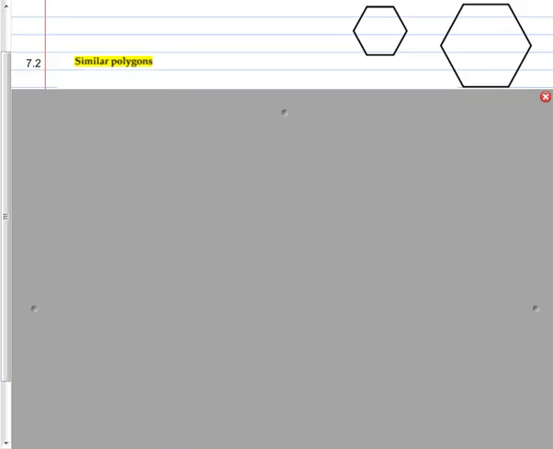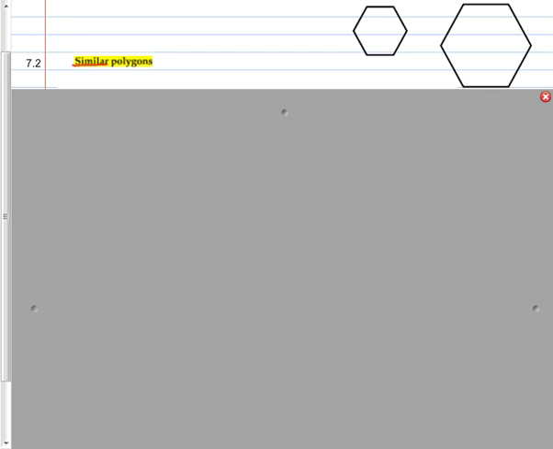Okay, similar polygons. We have studied congruent polygons, particularly congruent triangles. And we learned a whole bunch of ways to prove triangles congruent. Do you remember some of those ways? Side, angle, side. We can do all the corresponding parts. That's the definition. Shortcut: side, angle, side. Side, side, side. Angle, side, angle. Well, we're remembering a few of them.